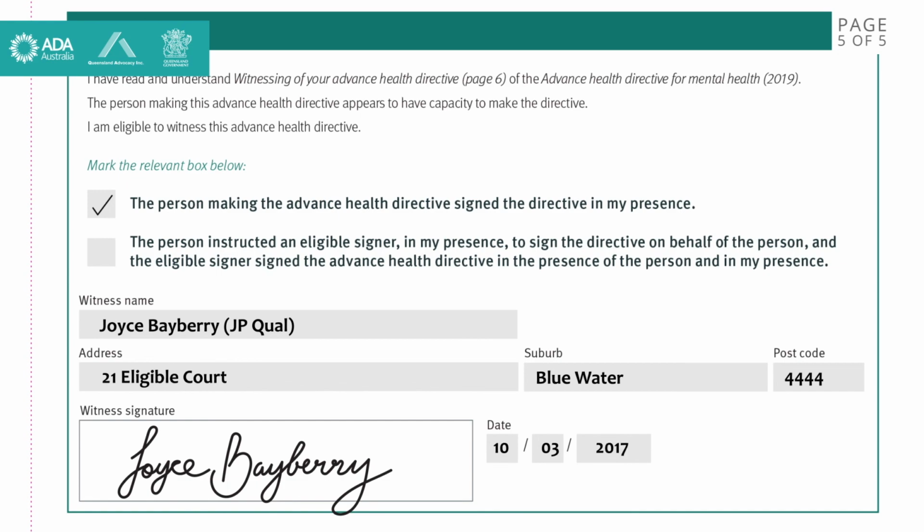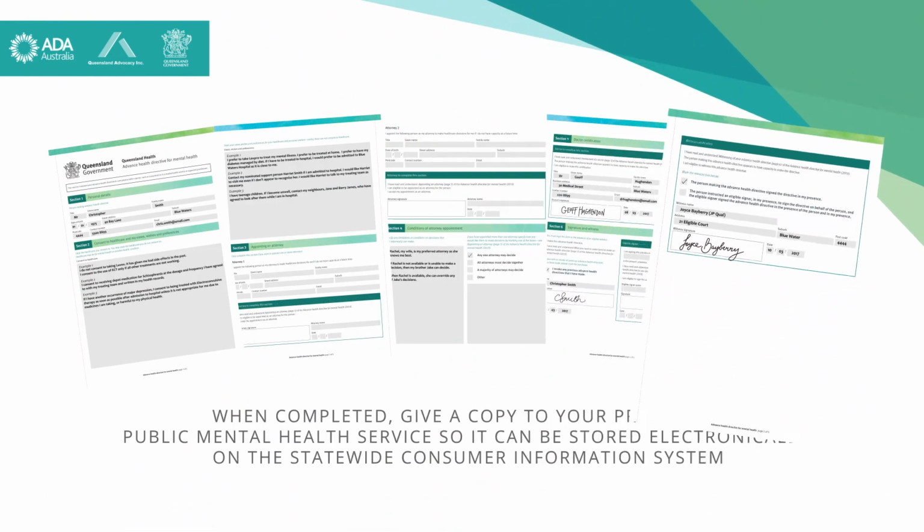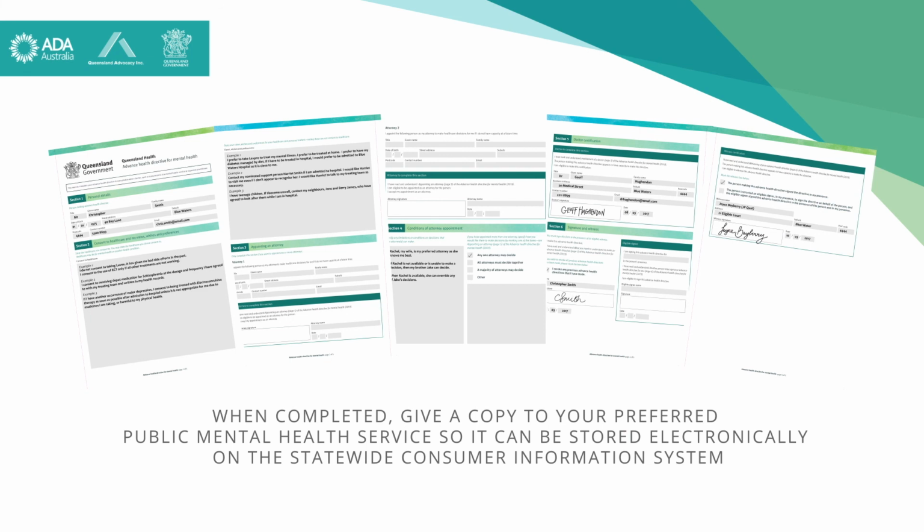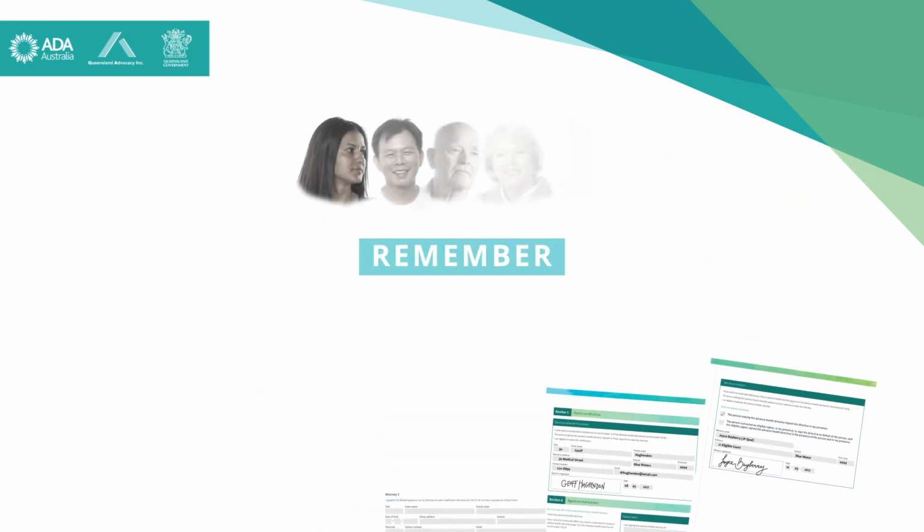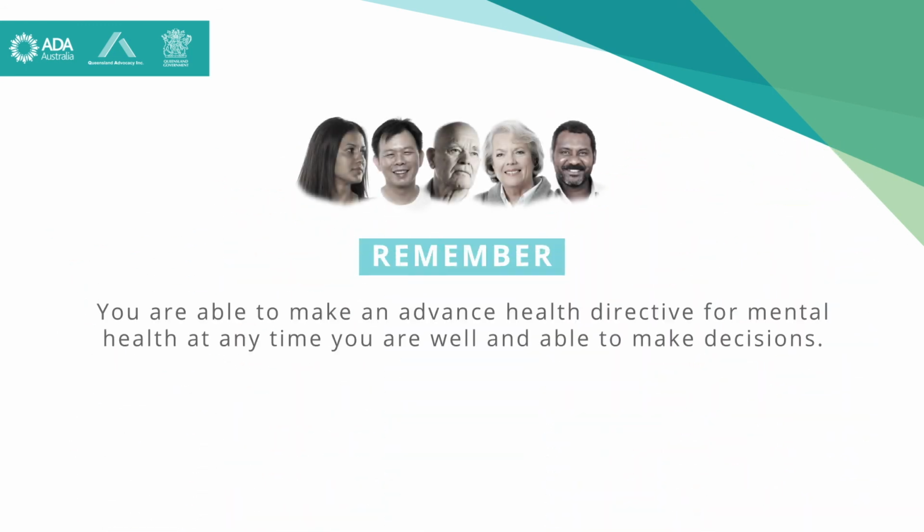When you have completed your Advanced Health Directive, a copy should be given to a staff member of a mental health service so that it can be placed on the statewide consumer information system. This will mean that any Queensland Health mental health doctor or health professional can locate your directive should you become unwell.